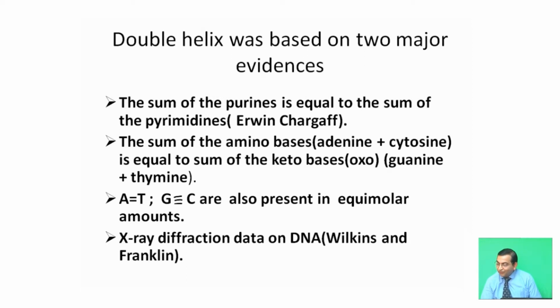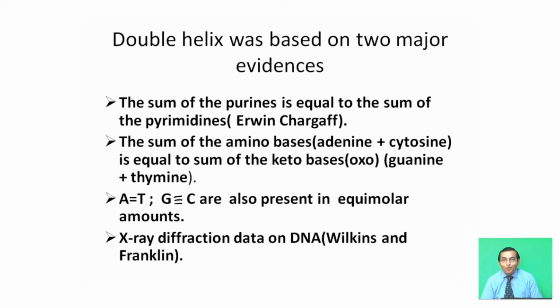Then the sum of the amino bases, that is adenine plus cytosine, is equal to the sum of the bases guanine plus thymine, and A always pairs with T and G with C. So they are always present in equimolar amounts, that is AT and GC. So these are some chemical evidence provided by Chargaff.